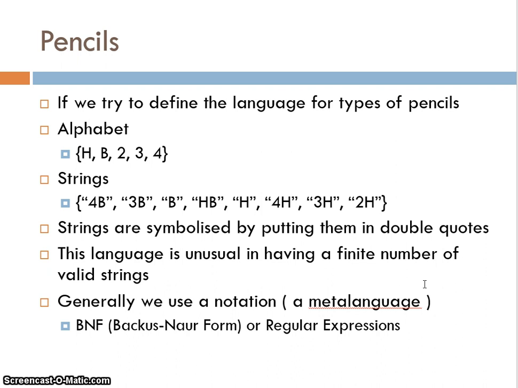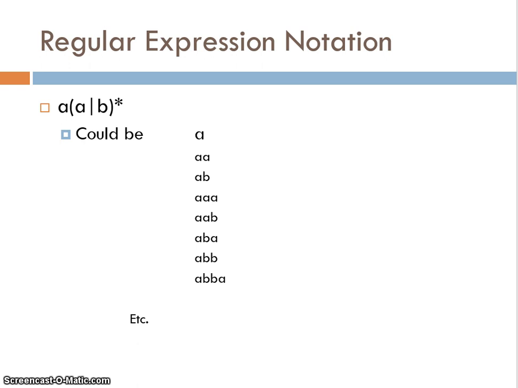Often, in order to represent this, we use a particular type of notation, what we call a metalanguage. Two notations are Backus-Naur form, BNF, or regular expressions. Regular expressions allow us to piece together, for example, a postcode, an email address, or a valid web address. What about defining a valid binary number or string of any symbols? And here is an example of some of the notation.